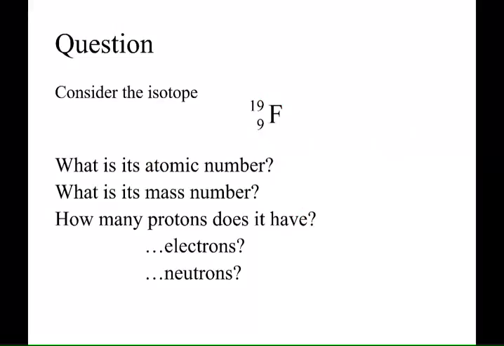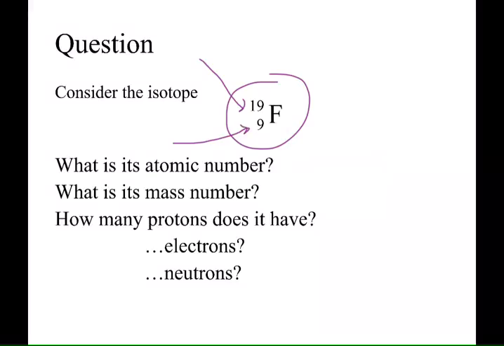So let's look at an example for fluorine. Switching from carbon to fluorine. This is fluorine-19, where the mass number is 19 and the atomic number is 9. But again, this is kind of redundant. You could actually know that 9 is the atomic number because it's fluorine.